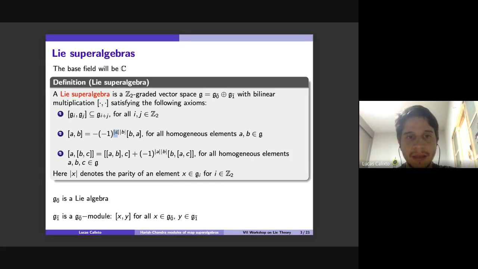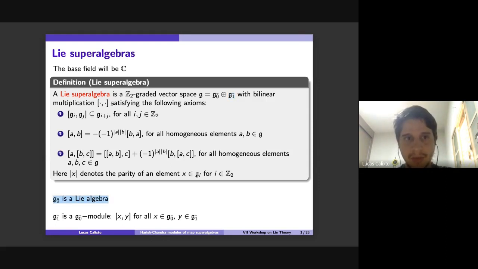This |a| and |b|, between bars, denotes the parity of an element. If some element is in G0, the parity is 0. If some element is in G1, the parity is 1. So these are the two super versions of anti-symmetry and the Jacobi identity. And two very natural remarks here: if we look at only the even part, this is going to be a Lie algebra.